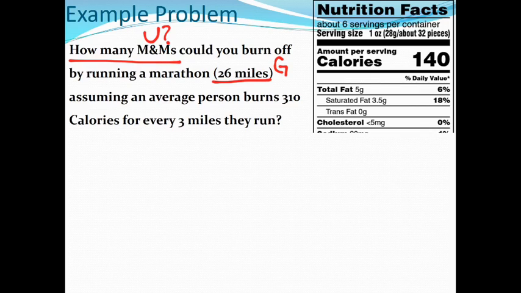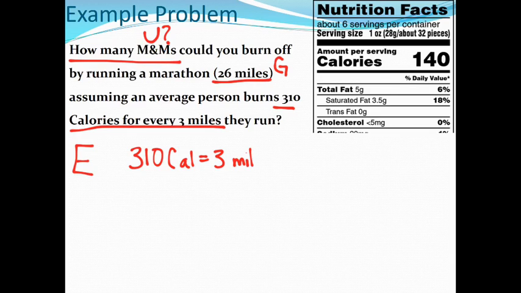That might not be something you can just do in your head, or maybe you can figure it out. It does give me some information here that I should assume an average person burns 310 calories for every 3 miles. So that's my very first equation that I'm going to use here: 310 calories will equal 3 miles. I'm kind of thinking about connecting these two things.